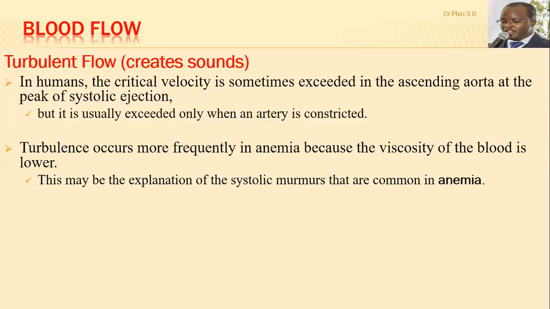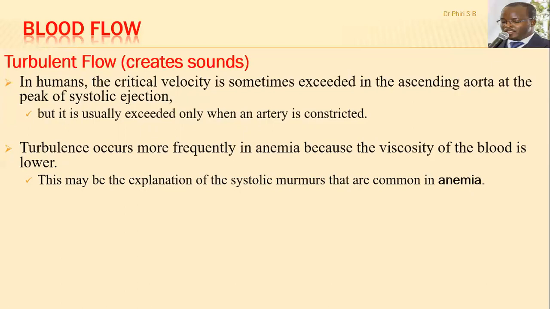So in anemia, the viscosity is going to decrease. If the viscosity is reducing, the Reynolds number is going to increase because the Reynolds number is inversely proportional to the viscosity. In anemia you have fewer blood cells, so the viscosity is decreasing, the Reynolds number is going to increase, and the chances of having turbulence are going to increase. This may be the explanation of the systolic murmurs that are common in anemia.